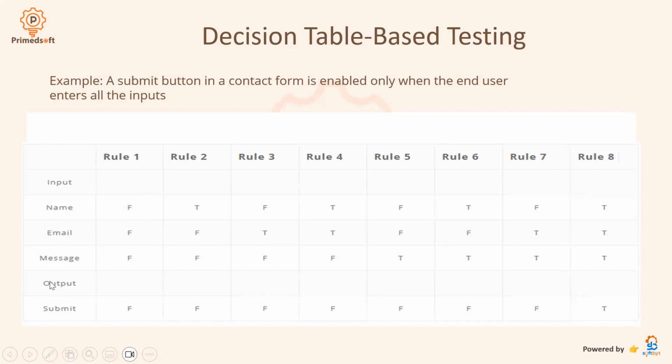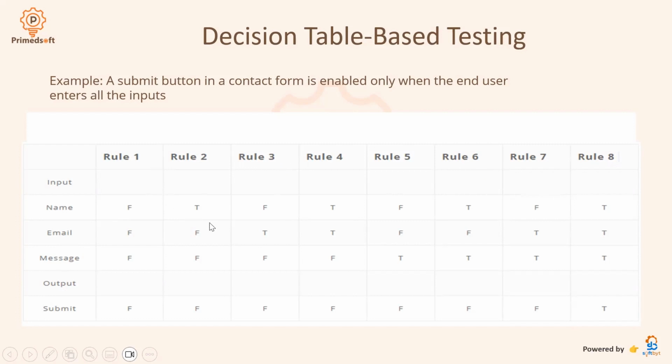You go again: you leave your name blank for another scenario, you enter your email and then leave the message blank. The submit button shouldn't be clickable. That's how you go through it until you have left each one of them blank in different combinations, just like the decision table based technique has illustrated. So this is why it is important.